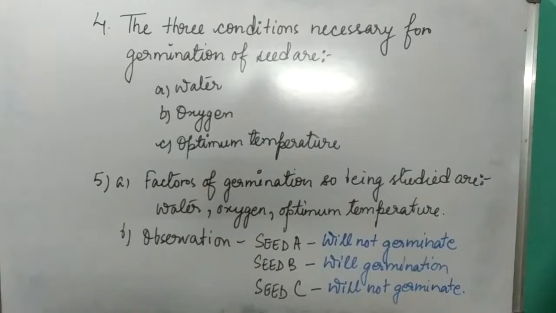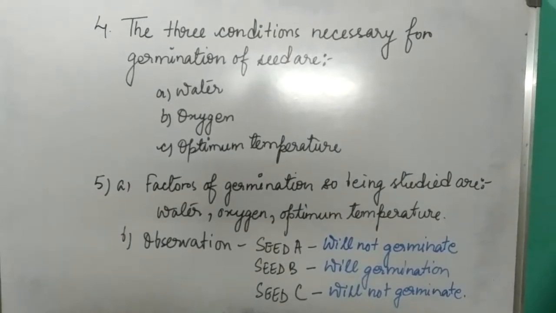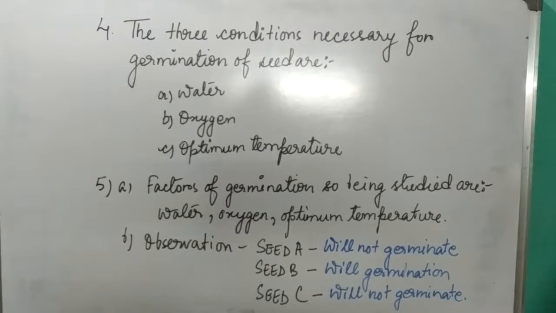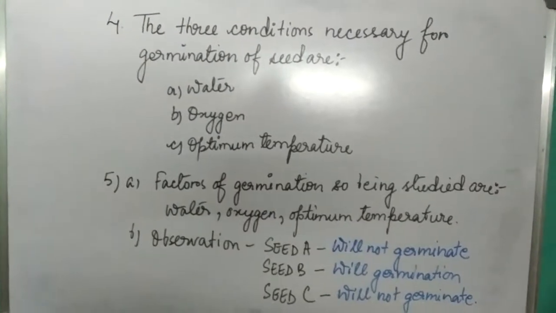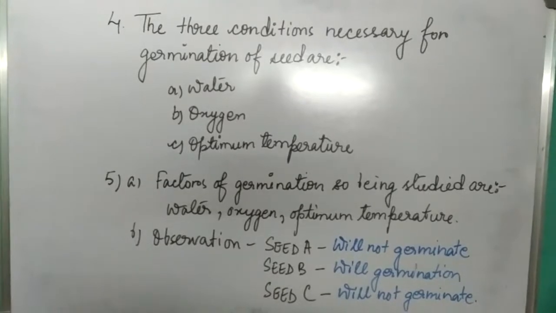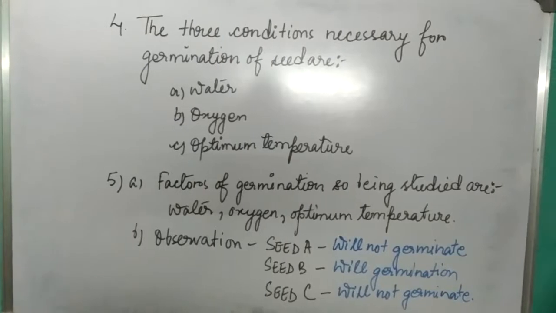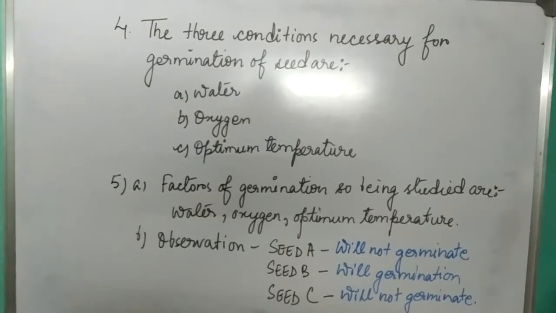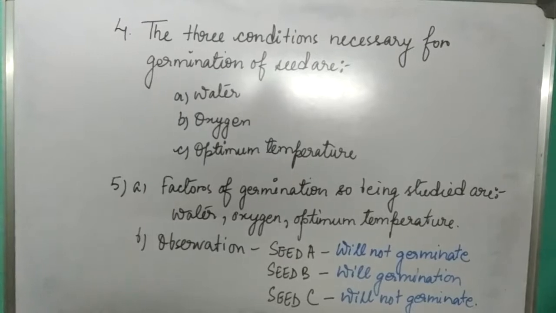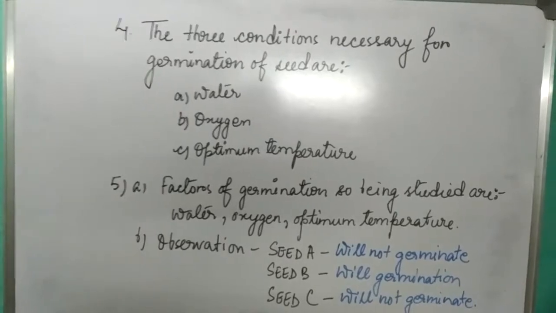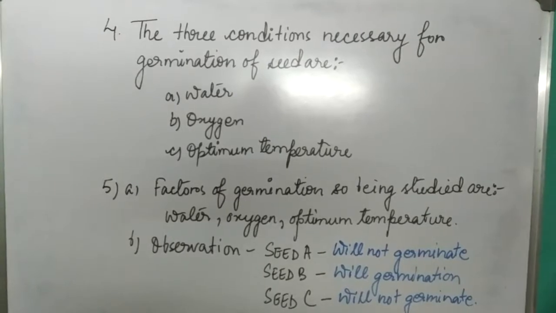My next question was, what are the three conditions necessary for germination? As I have already told you, the three conditions are, first, water. We already know that the seeds absorb water. Now, what is the importance of water? Actually, water helps in bursting the seed coat and helps in carrying on the enzymatic reactions. So the first point will be water.